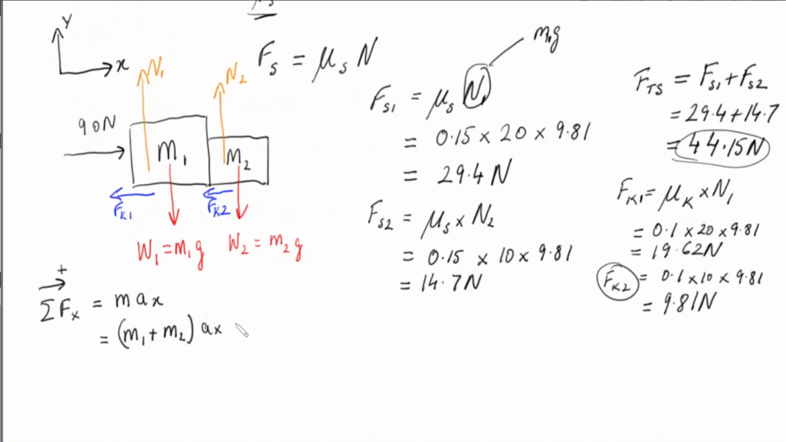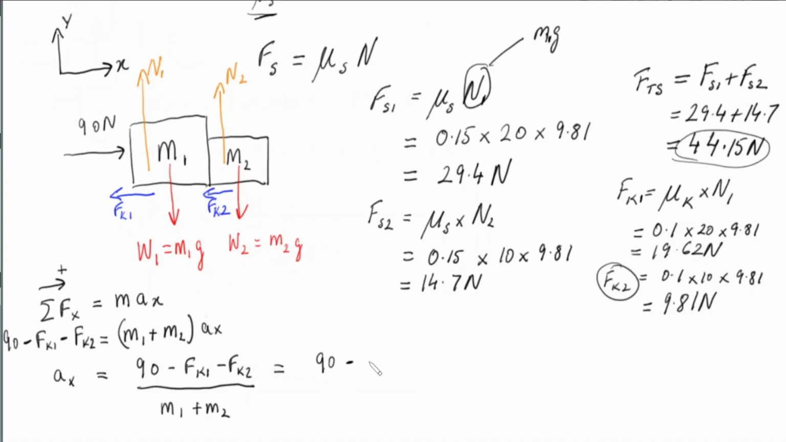So I get rid of that. And the forces in the x direction are the 90 newtons minus Fk1 minus Fk2. And then I can isolate Ax and manipulate it so that I can put everything else on the other side. So 90 minus Fk1 minus Fk2 divided by m1 plus m2. And I can put in all the values that we found above. So it's 90 minus Fk1, which we found is 19.62, minus 9.81, which is Fk2.